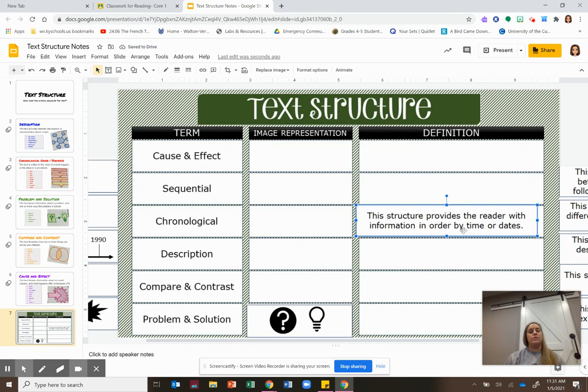Okay, so once you've done that, put all the pictures here, all the definitions here, then you are going to turn that in. I will be going over this a little bit more during teacher talk time at 11. So if you have questions or you're struggling with that, you can get on at teacher talk time and we will do this together. Also during teacher talk time, I will be playing a Kahoot to show you guys some examples of how these text structures are actually going to be used.